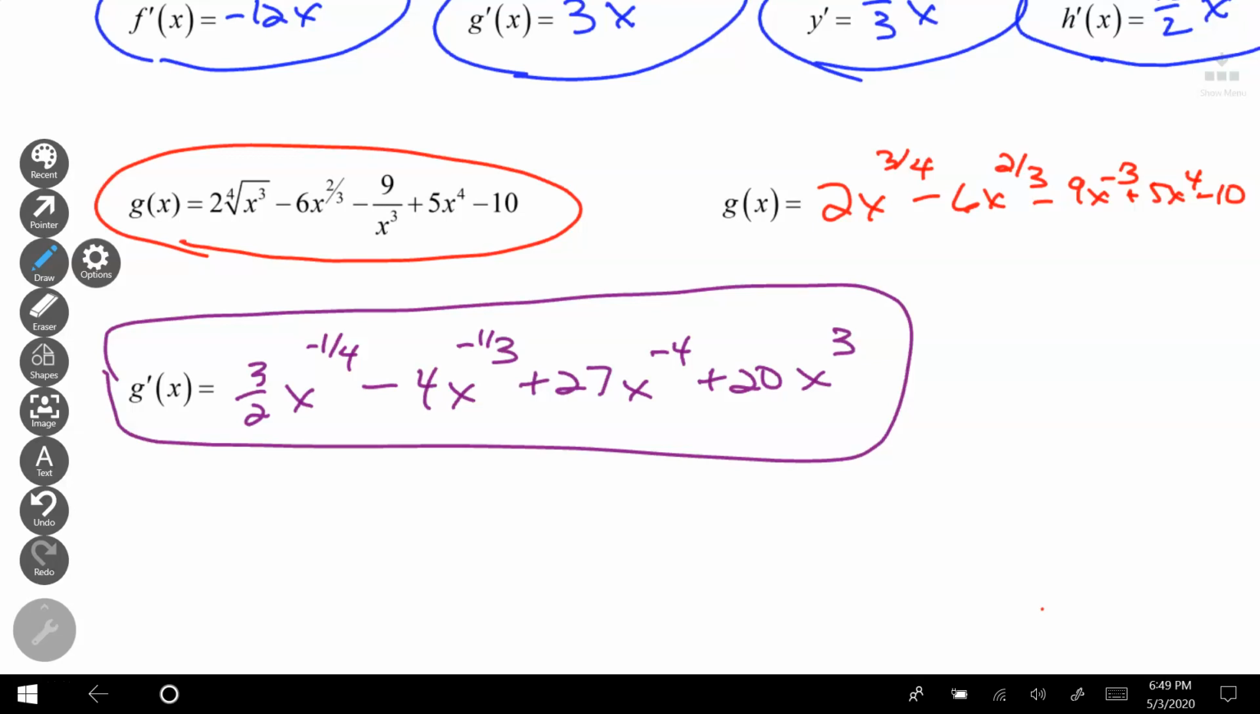Okay, so we're not doing the long drawn out f of x plus h minus f of x over h. We're learning what I call a shortcut rule, the power rule.